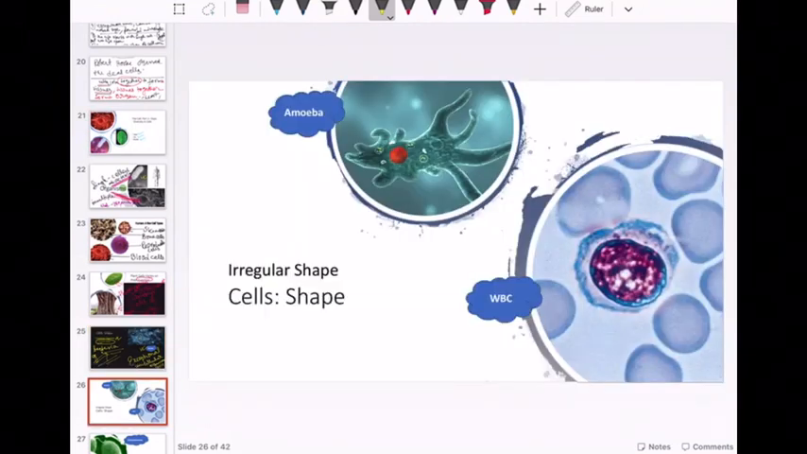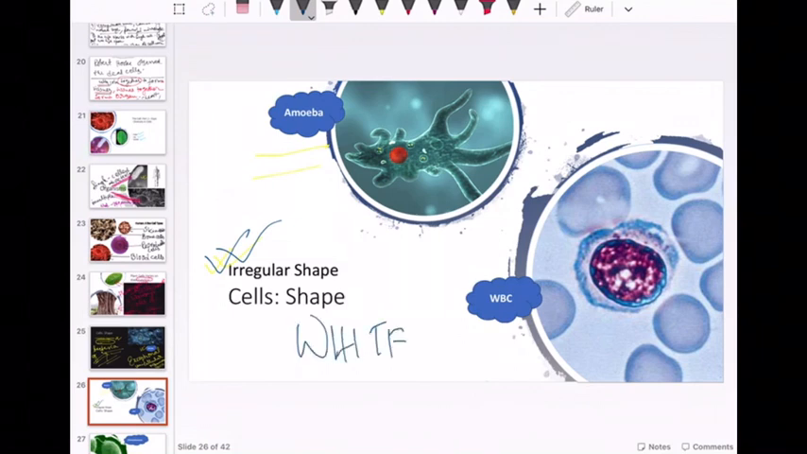Okay, now we move on to various kinds of shapes the cells take. First, cells might be irregular in shape. For example, a cell of amoeba looks like an octopus, as if an octopus is floating in the water. So this is actually a microscopic unicellular organism, amoeba, which has an irregular shape.